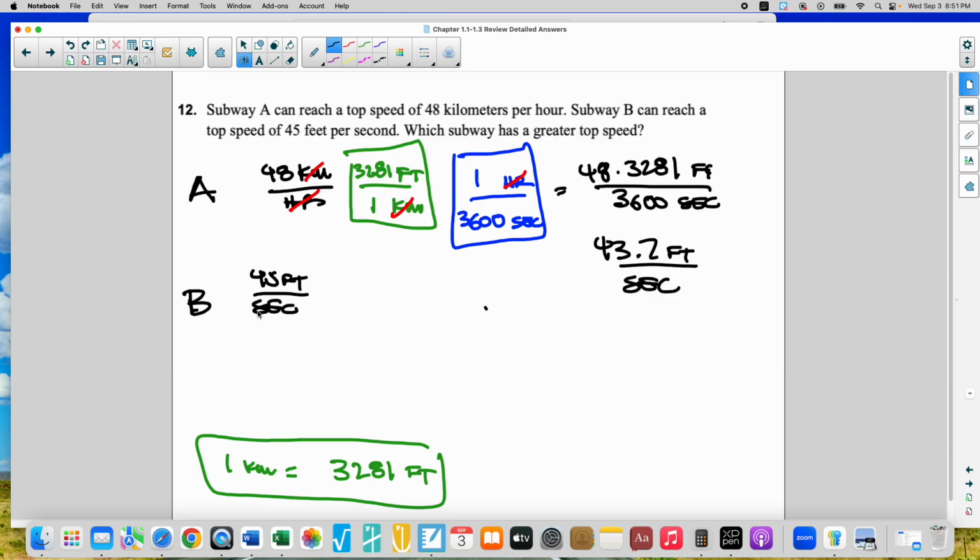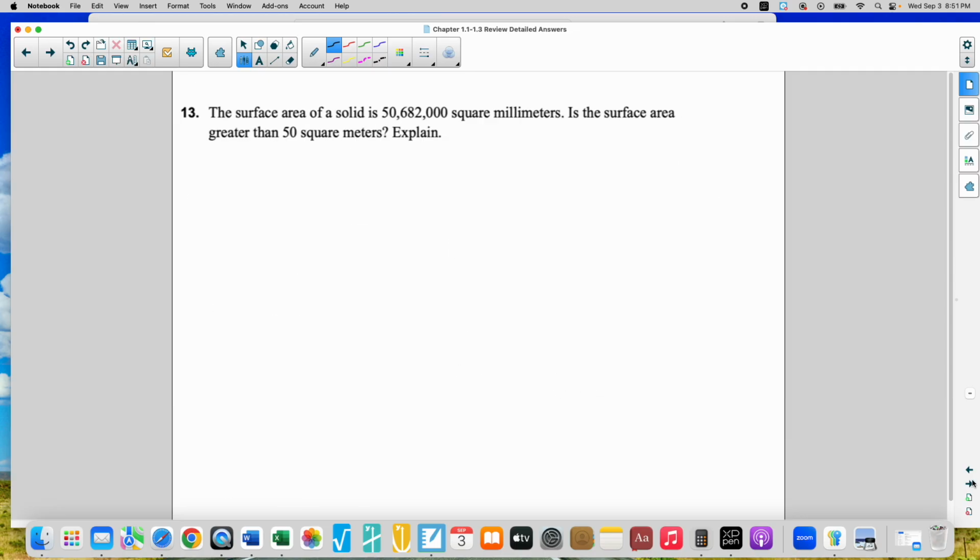And this is 45 feet per second. So which subway has a greater top speed? Subway B is faster. Another close one. Number 13. I think this is the last problem, kids. Yes! Number 13.